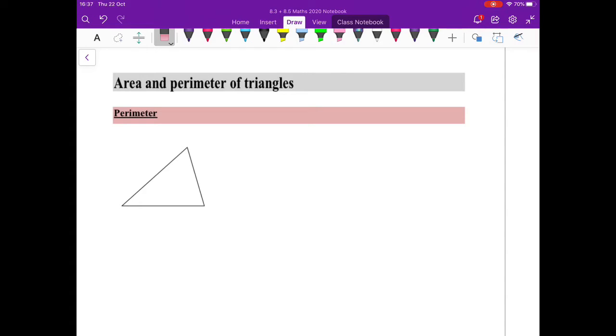Let's look at the area and perimeter of triangles. The first thing we're going to talk about is perimeter. And remember, perimeter is just the outside edge. So to find the perimeter, you would add those three sides together.